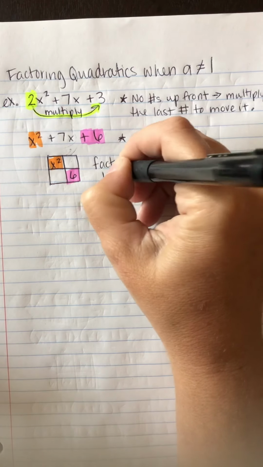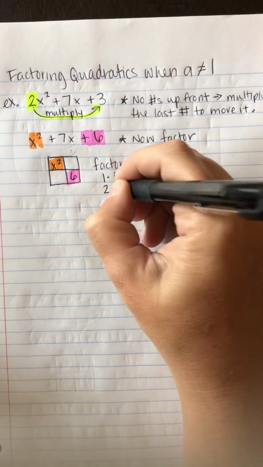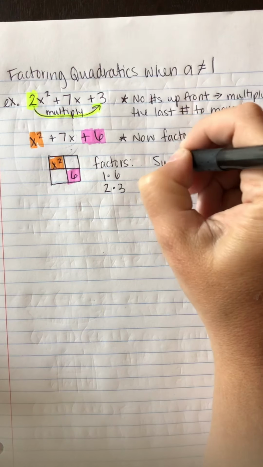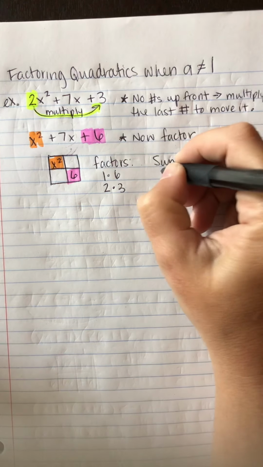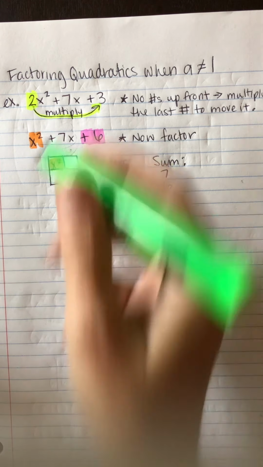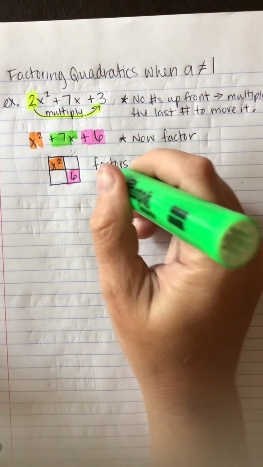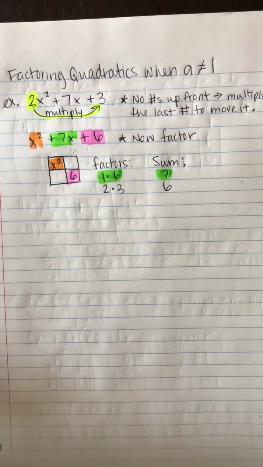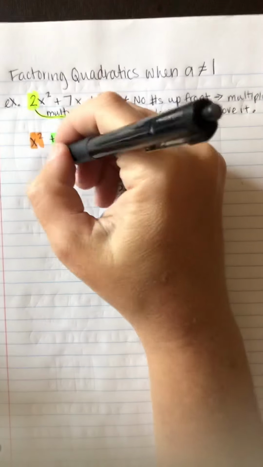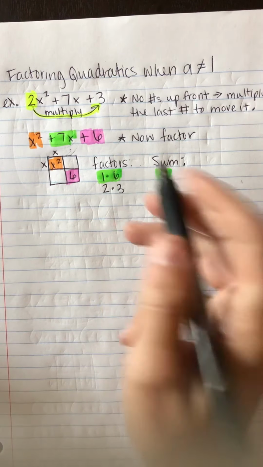So our factors are 1 times 6. And since this is all positive, we're just dealing with positives. And 2 times 3. Now we want to know the sum. And so this sum would be 7 and this sum would be 6. So we do want a sum of 7 here. So we're going to choose this one, which means we're going to choose these two factors. All right, so we're going to end up with x times x gives us x squared, and 1 times 6 gives us 7.